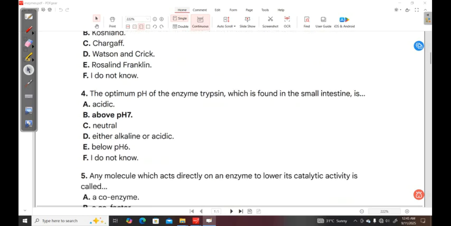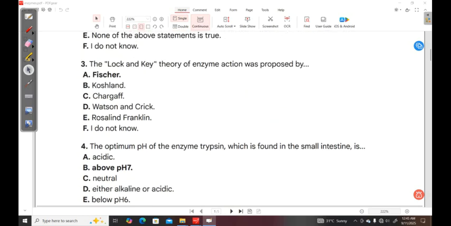Number three, the lock and key theory of enzyme action was proposed by, so the man that actually proposed it is called Fisher. It's called the Fisher lock and key theory that talks about the enzyme and the substrate in regards to the lock and key theory.